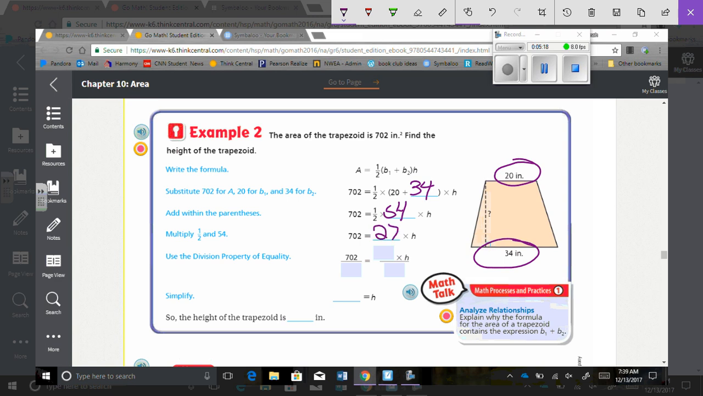Then we're going to have to move that over to get h by itself. So we're going to have 27 times h divided by 27. And 702 divided by 27, which basically cancels out those 27s on this side. So you have h equals 702 divided by 27, which equals 26. So the height of the trapezoid is 26 inches.